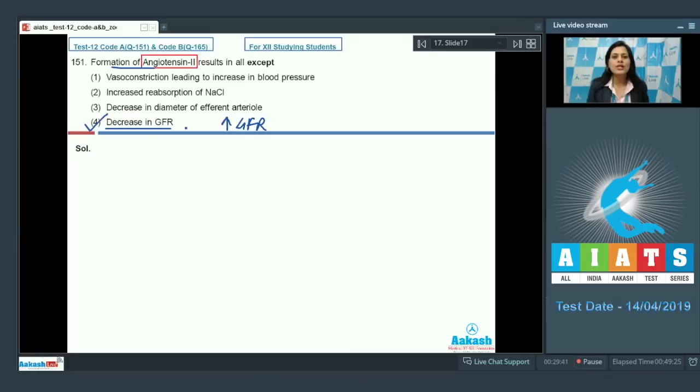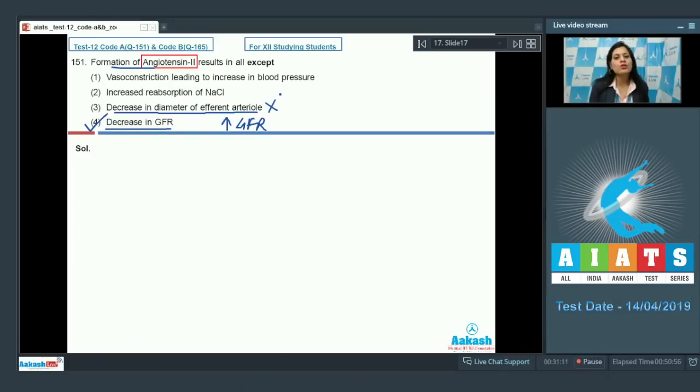On the contrary, angiotensin II increases glomerular blood pressure by causing efferent arterioles to constrict. It also increases blood volume in two ways. Firstly, angiotensin II increases glomerular blood pressure by causing efferent arterioles to constrict. So option number 3, decrease in diameter of efferent arteriole, cannot be a correct answer because it is the result of formation of angiotensin II.